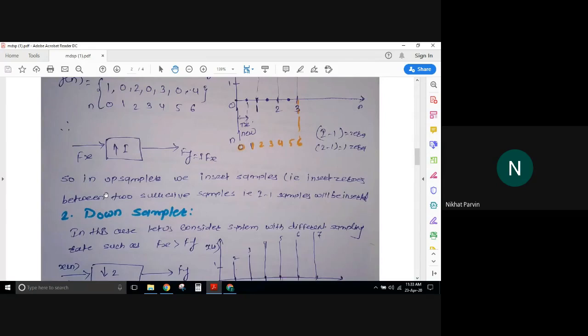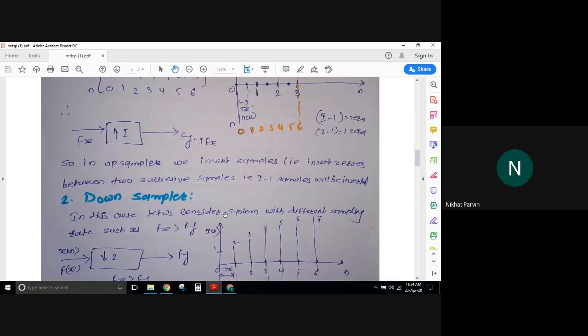So how you can achieve upsampling is, we have to insert zeros between two successive samples, and the number of zeros you have to insert depends upon I minus 1, depends upon the value by which you want to upsample the data.